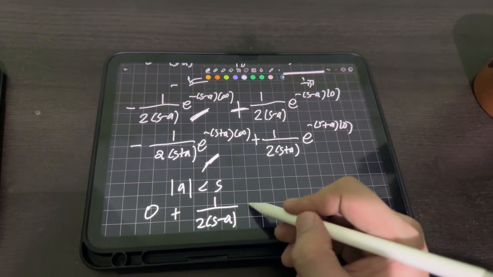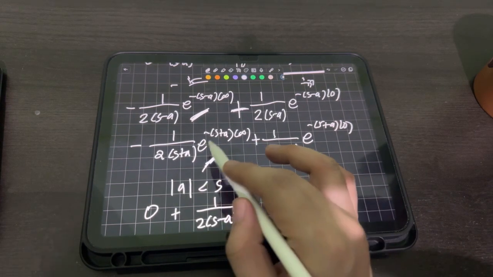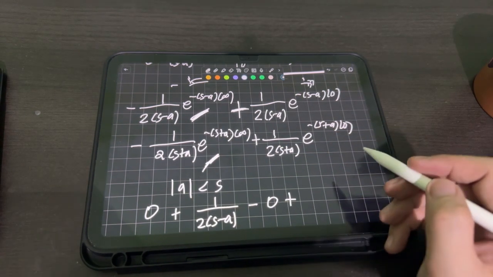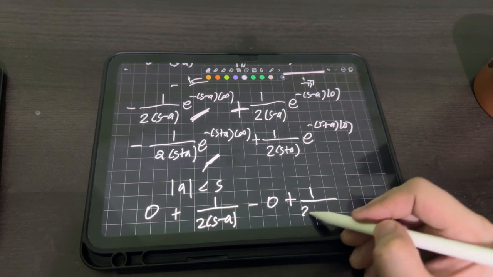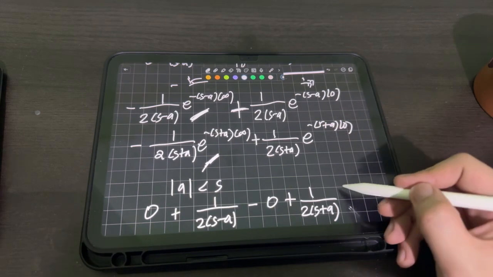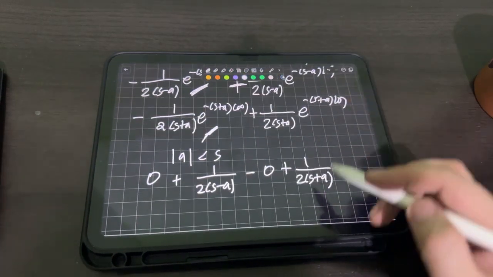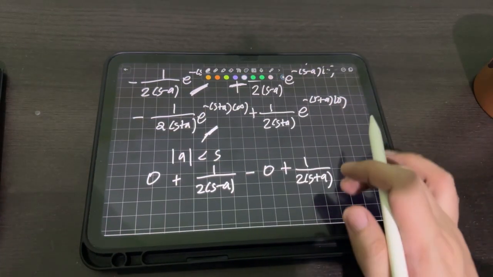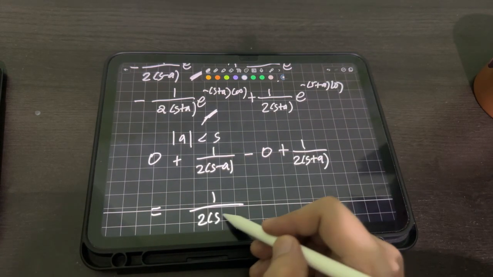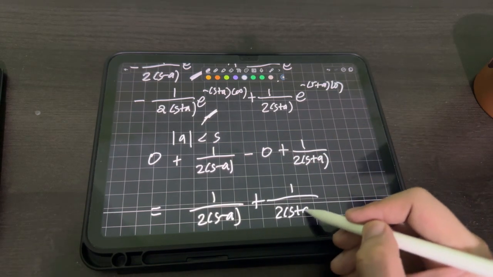For the second one, we have minus 0, right? Because we already have applied restrictions for s. It will now converge to 0. For this one, plus 1 over 2 times s plus a, e raised to 0 again. But e raised to 0 is 1. So therefore, it's just equal to 1 over 2 times quantity s plus a. So what we have is just 1 over 2 times s minus a plus 1 over 2 times s plus a.